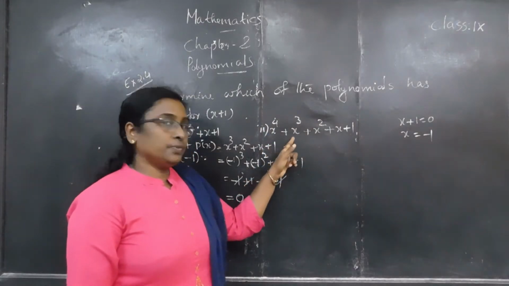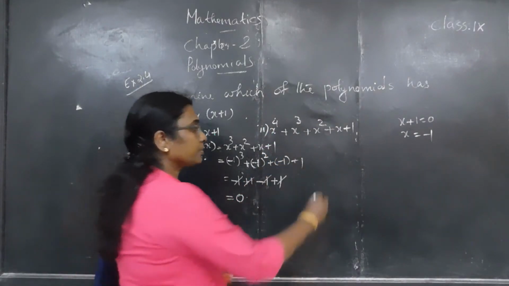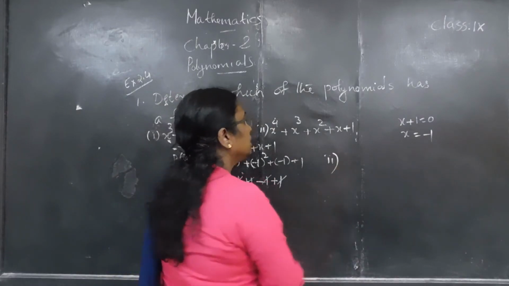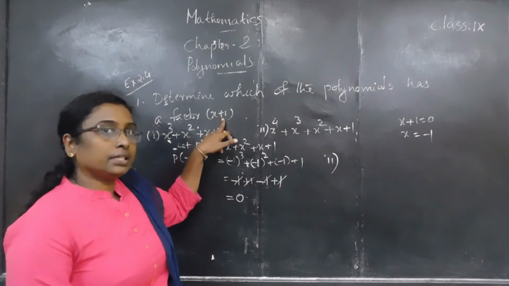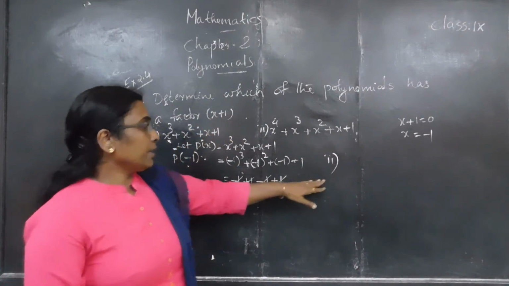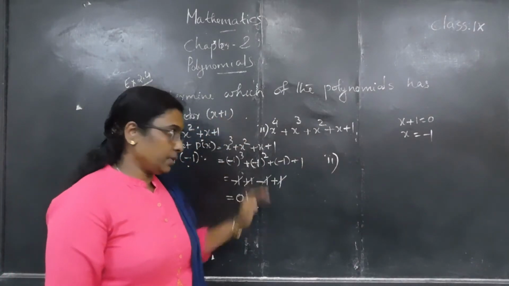Similarly, we have to check whether x plus 1 is a factor of this polynomial. For that, first find the remainder. Second question. Here also, we have to check the factor x plus 1. So, the remainder is P(minus 1).